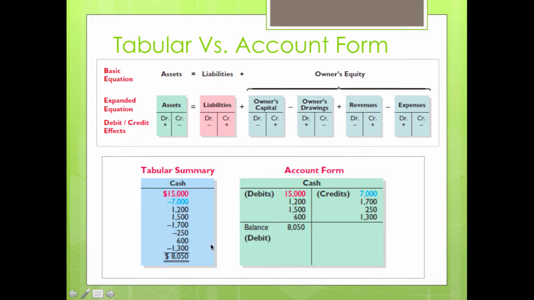Okay, now notice that we have a balance of $8,050. After all of these transactions are recorded, we have a positive balance for cash, right? Or if this is an asset in general, we say that we have a debit balance. Okay, debit balance, because it's a positive number, so it's on the debit side. A credit balance is when the credit amounts exceed the debits. Okay.